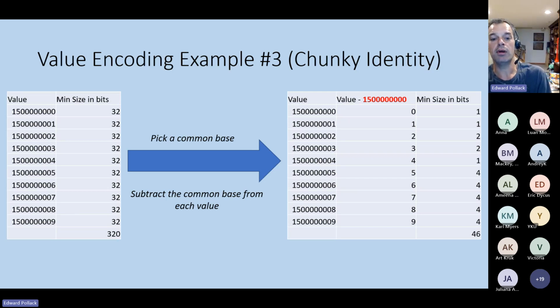Subtract 1.5 billion from every value, and what happens to my values? They shrink down to nothing. So now my values are tiny. Instead of storing 1.5 billion and something, I'm storing the numbers 0 to 9. And so I shrunk my storage from 320 bits down to 46 bits. If you have a big int, you save even more. If you have a decimal like 26.2 or something, you save even more. So the bigger your numbers get, the more this type of value encoding will save you space.